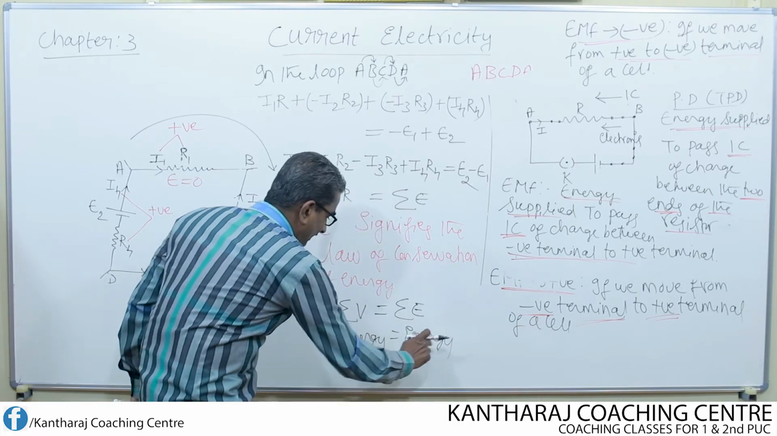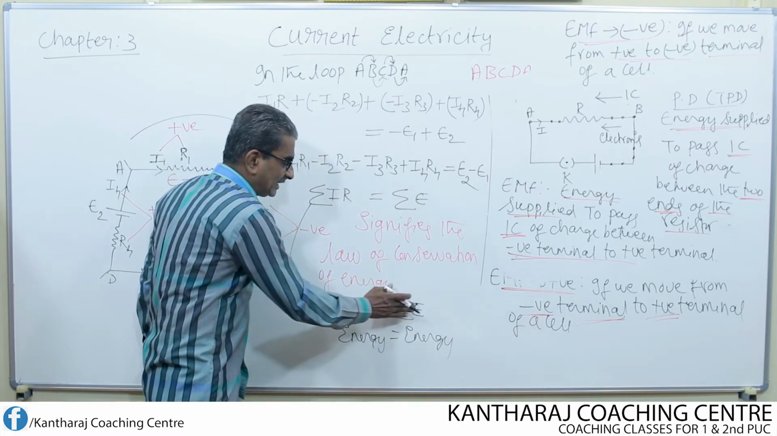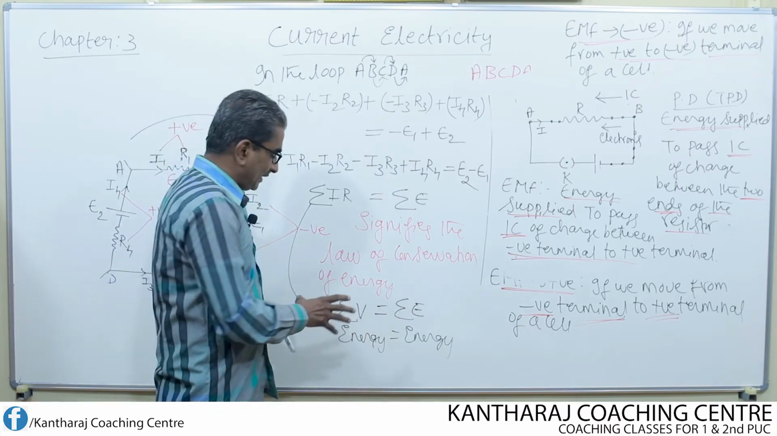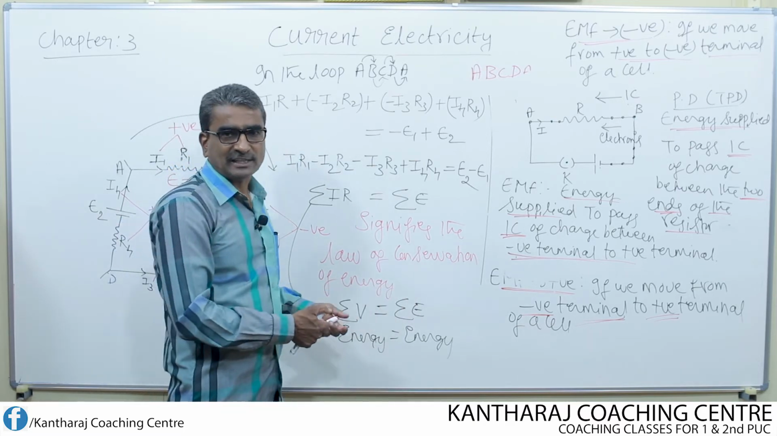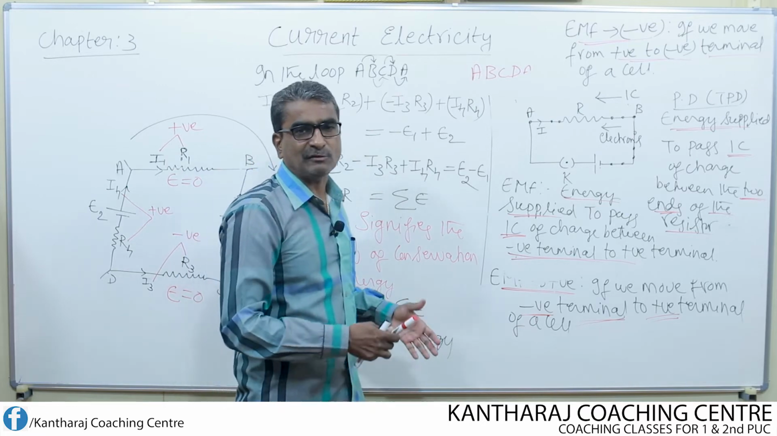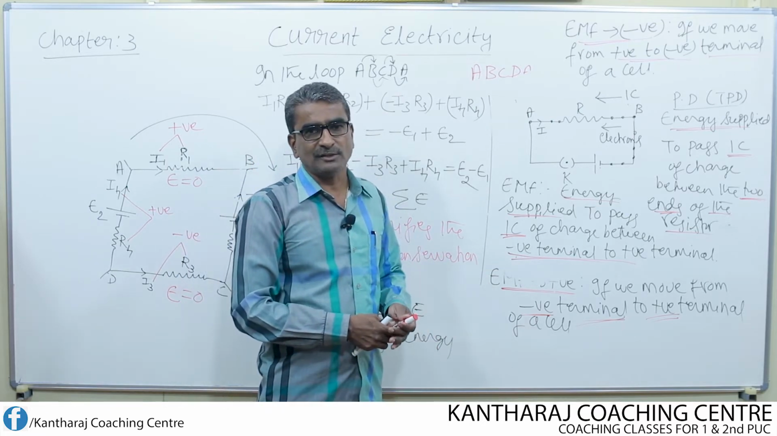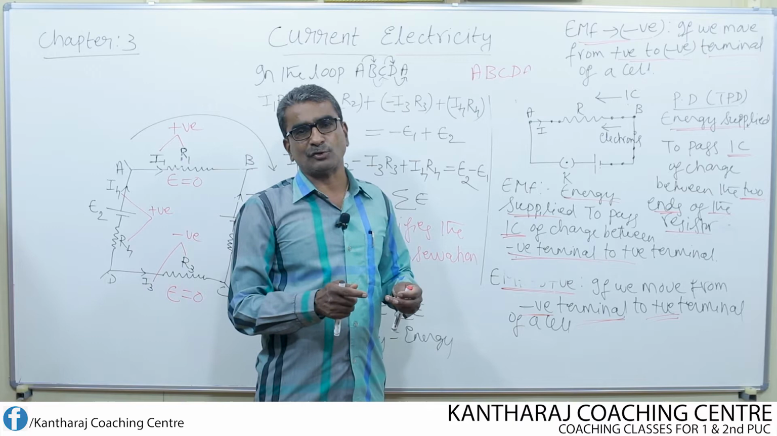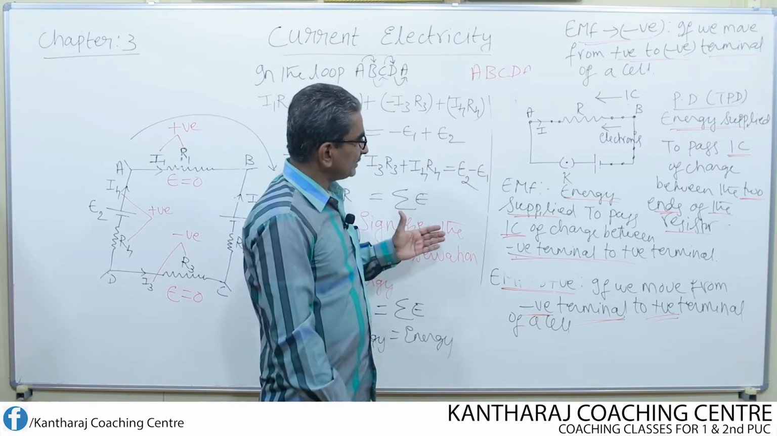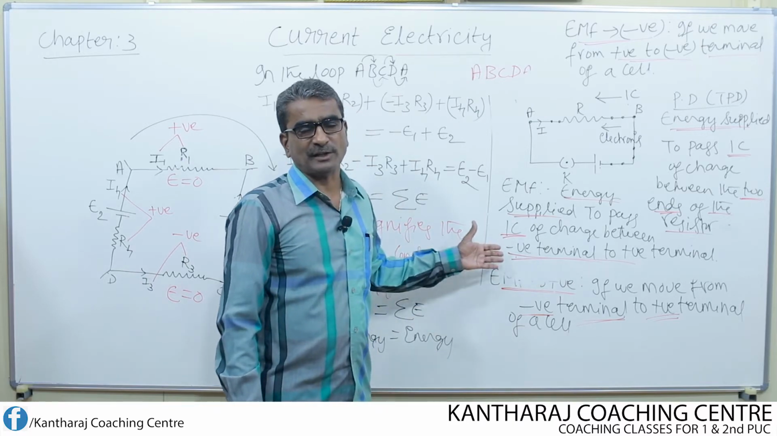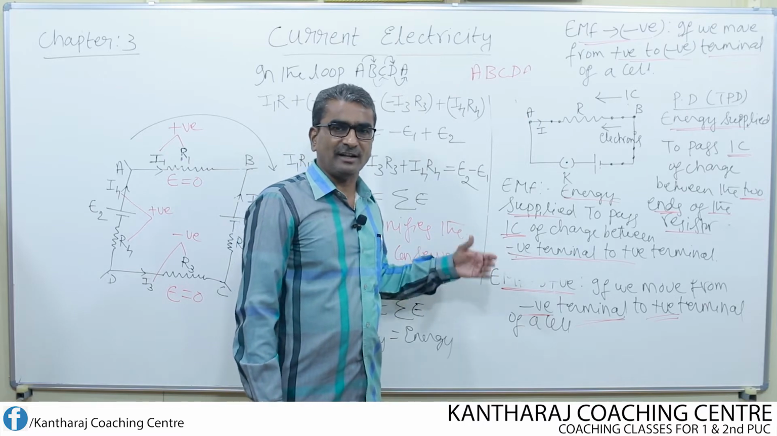That means the magnitude of the energy on both the left hand side and the right hand side remains the same. If the energy on the left hand side is, let us say, 10 joules, the energy on the right hand side will also be equal to 10 joules. So total energy remains constant. So that is the significance or importance of Kirchhoff's second law.